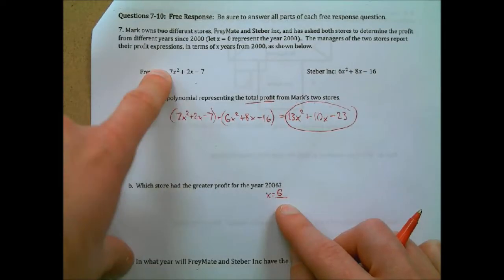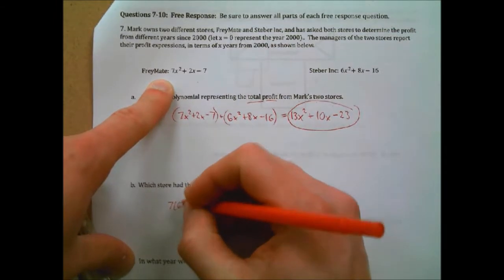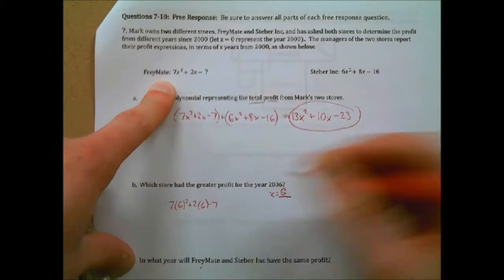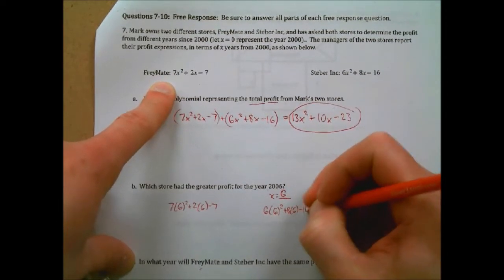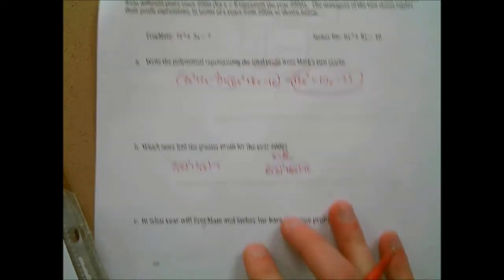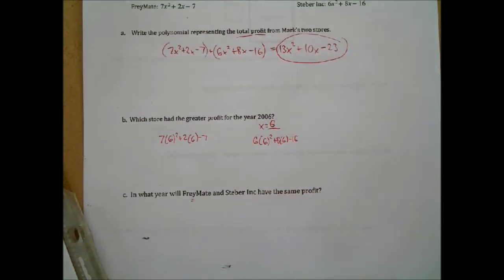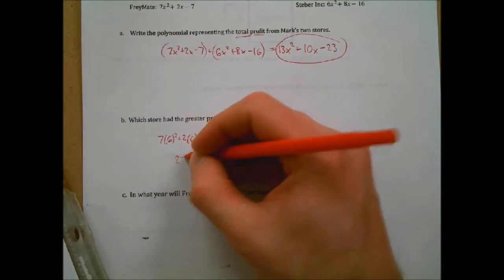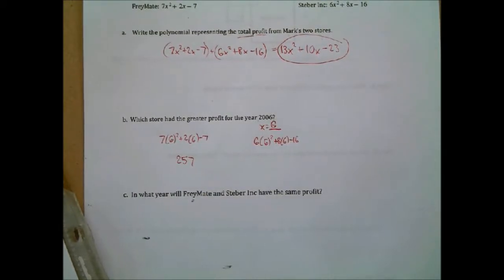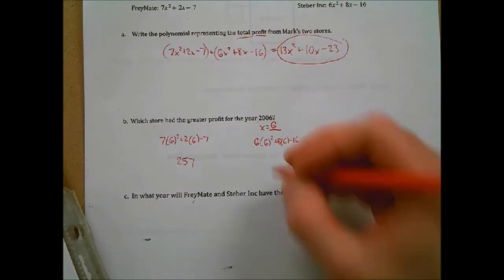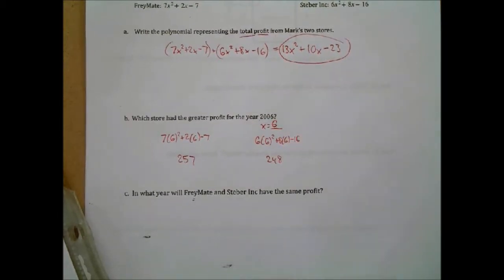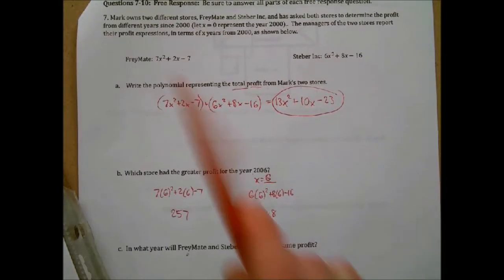So Carson, these are the profit equations individually for the stores there. Does that make sense? So we're going to plug in then 7 times 6 squared plus 2 times 6 minus 7. And then for this one, we'll do 6 times 6 squared plus 8 times 6 minus 16 there. Okay? So plug those in individually, and then we'll just do the math here. So it's 36 times 7 plus 12 minus 7. So I get 257 here. And then for here, I get 248. So, which store, Carson, had the greater profit for the year 2006? Frymate or Steber Inc.?